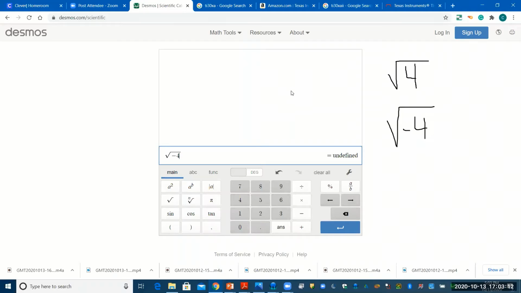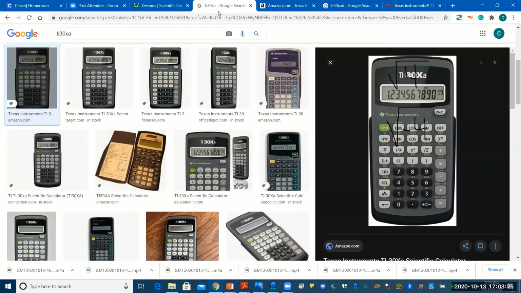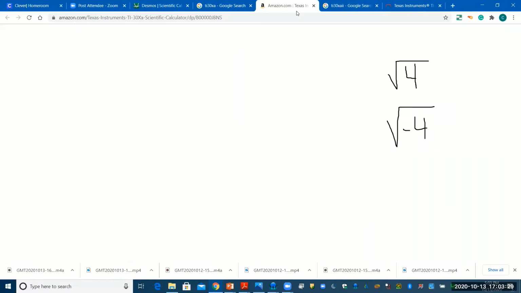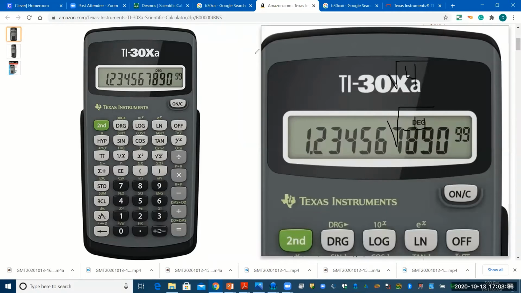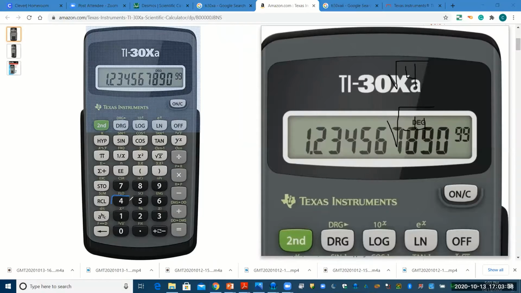The first video, this one, will be on squares. The next one will be on cubes and cube roots. So in this calculator, if I wanted to put the square root of 4, I would press 4 first, and then the square root button.